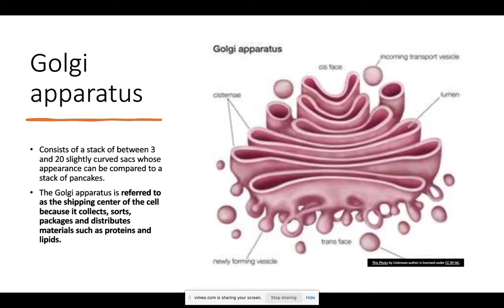The Golgi apparatus. Golgi apparatus, jellyfish-like structure. I want you to think of the shipping center of the cell, because it collects, sorts, packages, and distributes the materials. This is kind of like the post office or FedEx. It's going to get packages in and it's going to send them out.